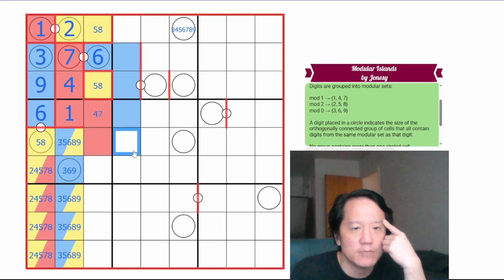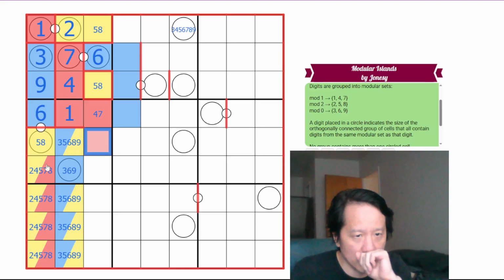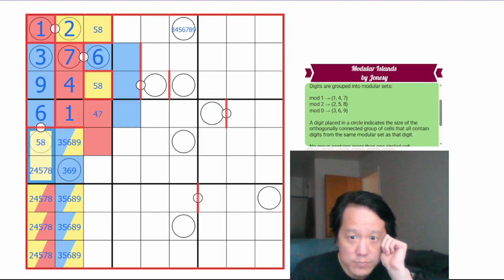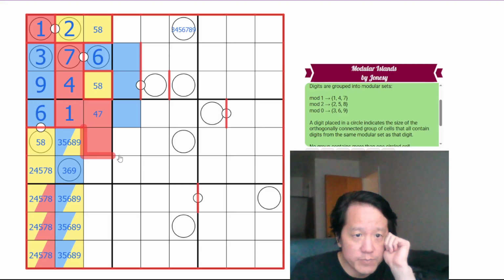That must be red then, because we have to have 7 here. That means we have 3 reds in box 4. This cannot be red. It's yellow. So red is blocked there. Red has to continue on here to get 7 reds. 1, 2, 3, 4, 5, 6. And then it can go either there or there. We're not sure which.